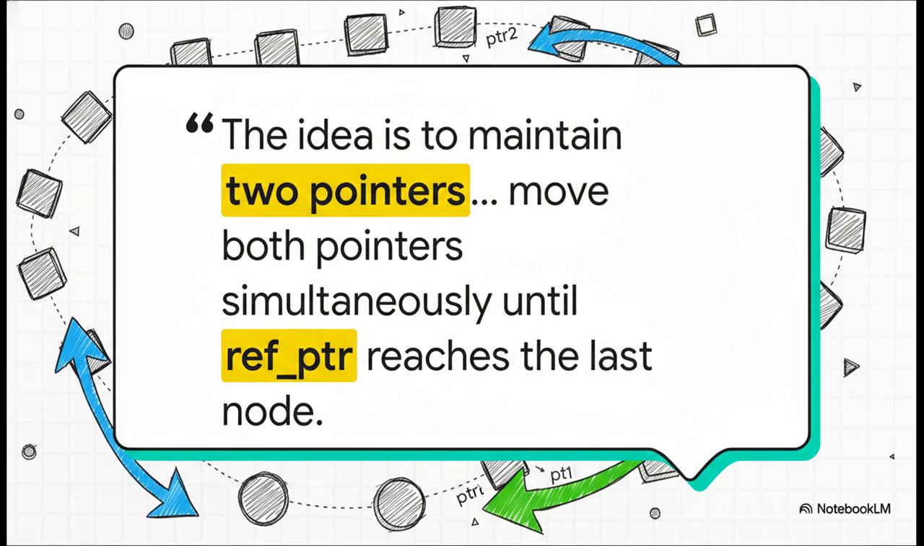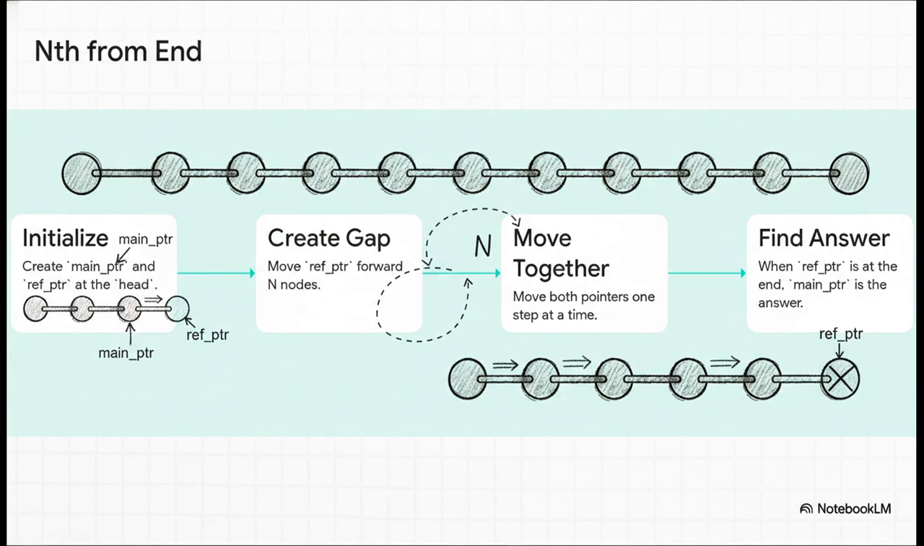This 2-pointer technique isn't just a one-off trick, by the way. It is an incredibly powerful tool that can help you solve a whole bunch of linked list problems. Okay, check this out. Here's how it works. You create 2 pointers. Let's call one the main pointer and the other the reference pointer, and you stick them both right at the head of the list. Then, you take that reference pointer and give it a head start. You move it forward n nodes. This creates a fixed gap between your 2 pointers.